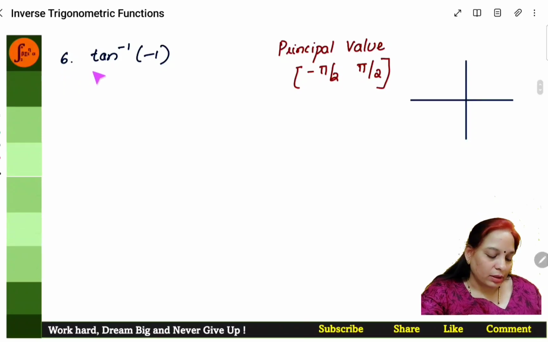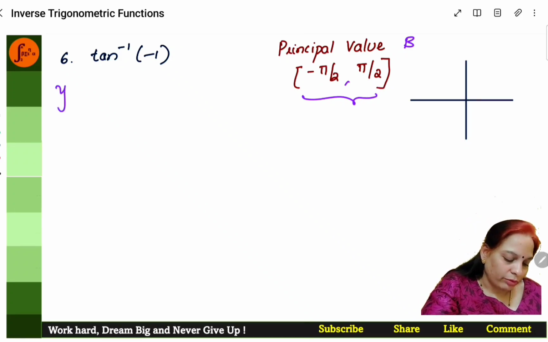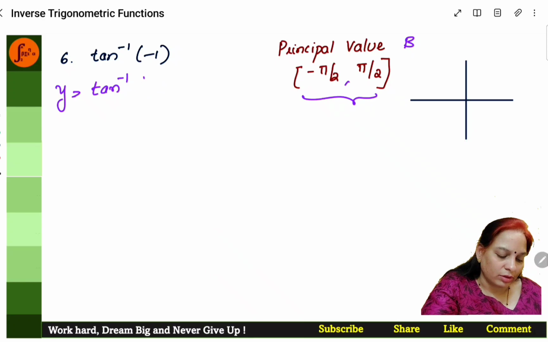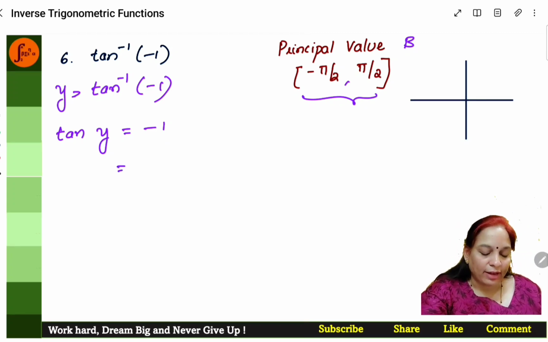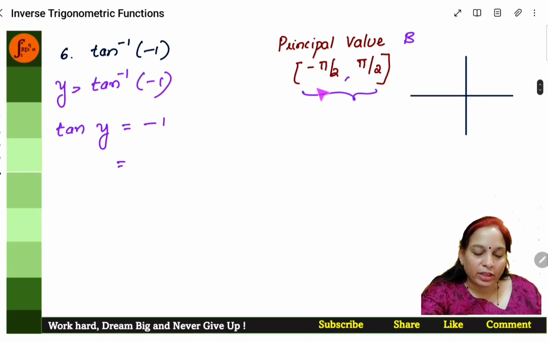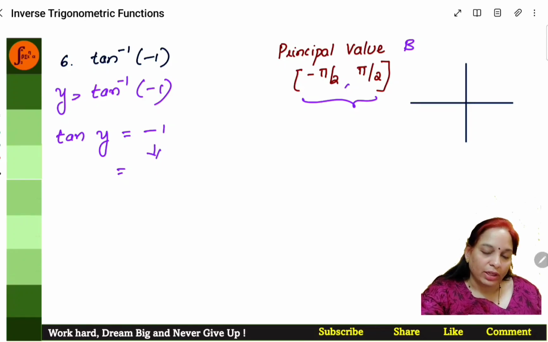Now we look at tan inverse of minus 1. What is the principal value branch? It's falling in the sine range, right? Minus pi by 2 to plus pi by 2. So y is equal to tan inverse of minus 1, which means tan y is equal to minus 1. Now this tan can have negative values, right? Because negative is there in the range. Negative values are there in this range. So tan can have negative values. Now what does 1 correspond to? 1 is nothing but tan 45 degrees.